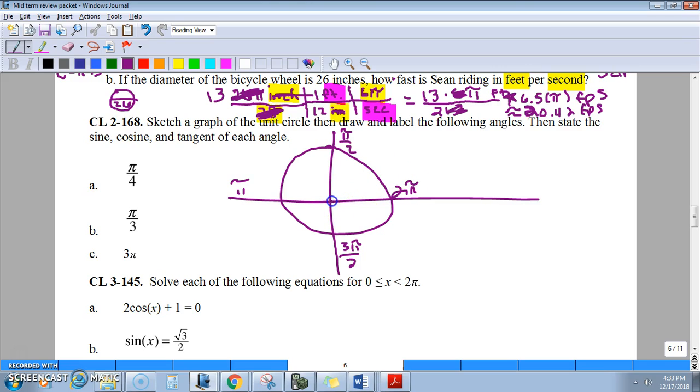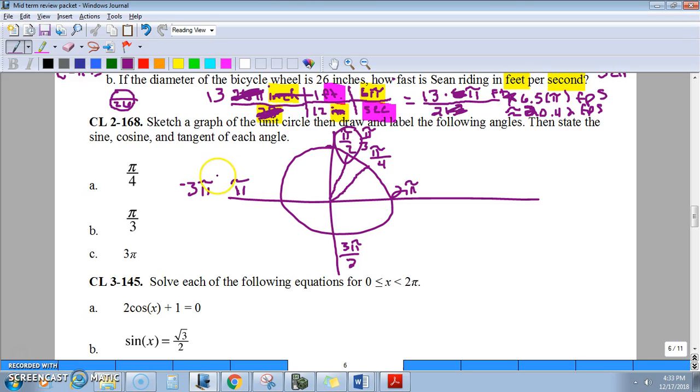And I know 45 degrees is pi over 4. It's a fourth of a pi. Or if this is half of a pi, then this is pi over 4. And pi over 3, is that going to be bigger? A third is going to be bigger than a fourth, so it's going to be pi over 3 here. But again, you have your unit circle, right? And then 3 pi is going to be the same as pi. 3 pi and pi are coterminal angles, right? Okay.